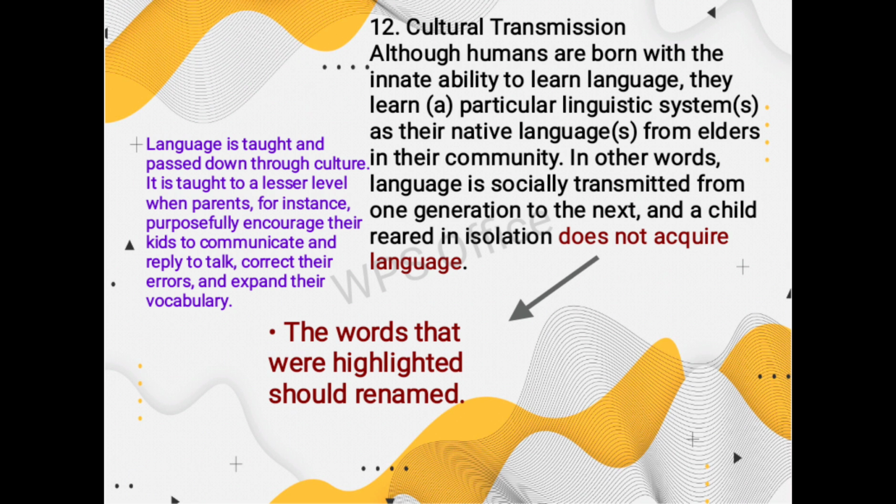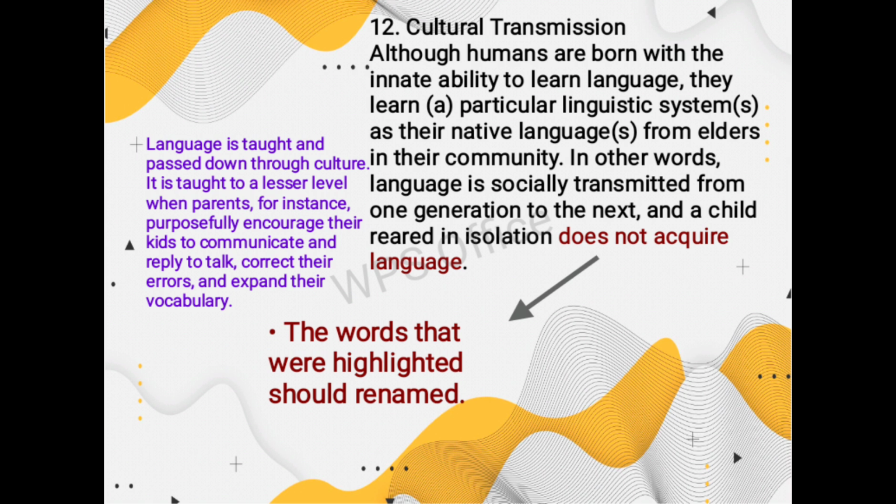Our third criticism would be cultural transmission. According to Charles Francis Hackett's theory, humans are born with the innate ability to learn language. They learn a particular linguistic system as their native language from elders and their community. In other words, language is socially transmitted from one generation to the next. And a child reared in isolation does not acquire language.